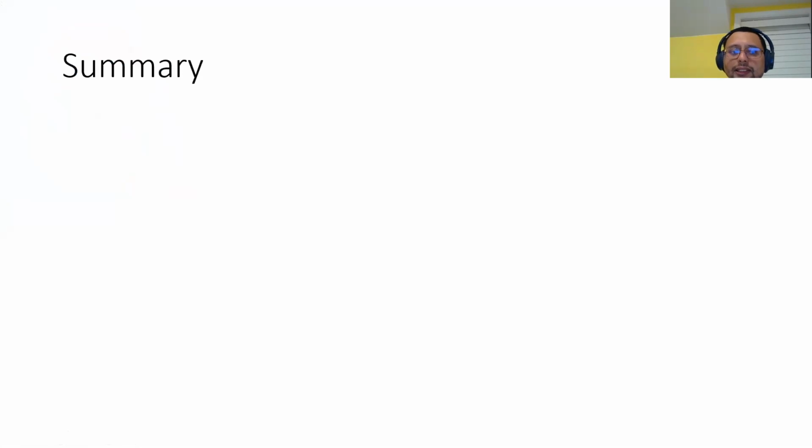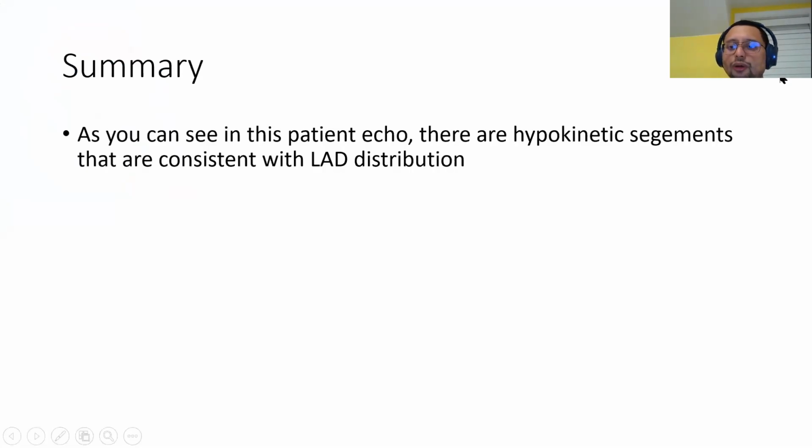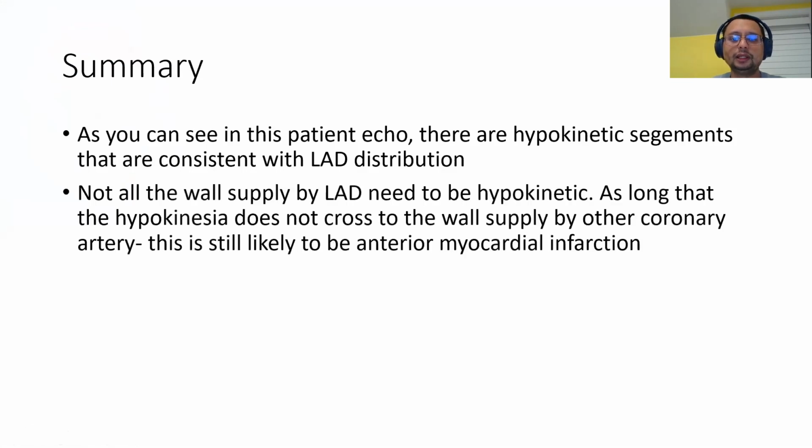So what is the summary in this case? Now, as you can see in the patient echo, there are hypokinetic segments that are consistent with LAD distribution. You can see that the right ventricle in this situation is not involved, except, importantly, whenever you have LAD, there is one part of the right ventricle that is involved, that is the septal wall. The apical septal wall is shared by the left ventricle and right ventricle, and when you have LAD lesion, you will also affect the septal wall, so it can also affect the function of the right ventricle.